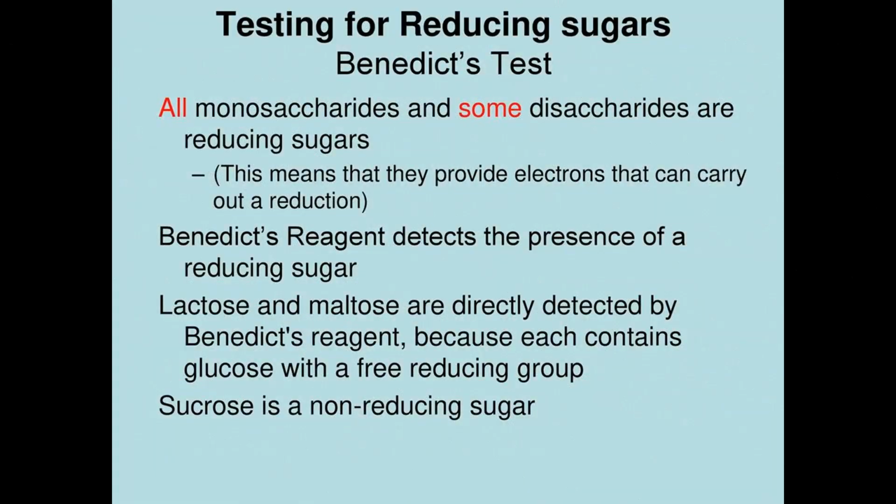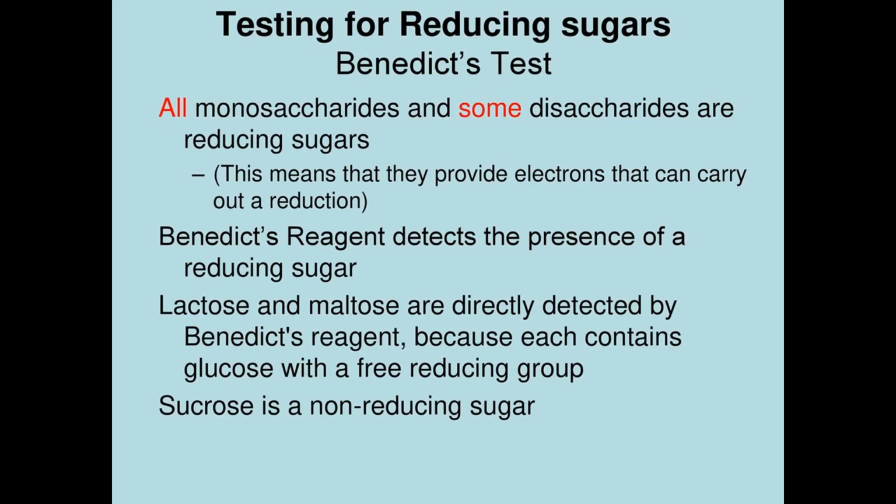Finally, you must know about how to test for sugars. Sugar is a general term used to describe monosaccharides and disaccharides. All sugars can be classified as either reducing or non-reducing. Reducing sugars include all monosaccharides, such as glucose, and some disaccharides, maltose and lactose. Note that the disaccharide sucrose is not a reducing sugar.